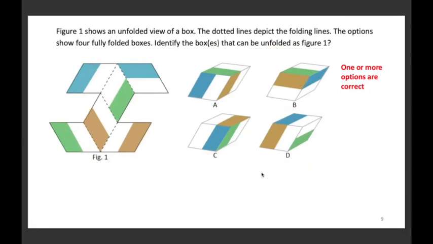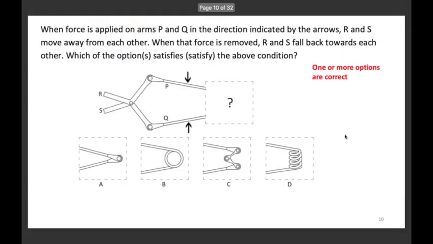Okay, we'll move to the next one. When force is applied on arms P and Q in the direction indicated by the arrows, R and S move away from each other. When I apply force in this direction, R and S move apart from each other. And when that force is removed, R and S fall back in the same position, which means they come down. Which of the options satisfies this condition?